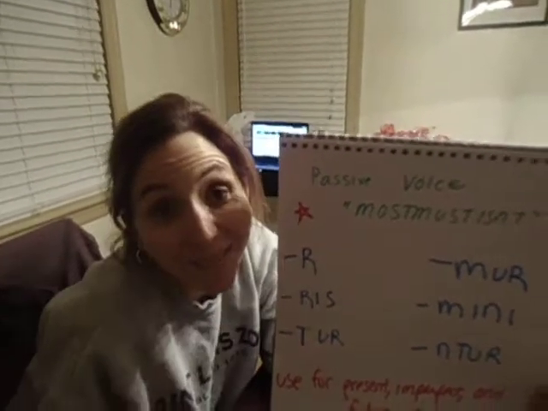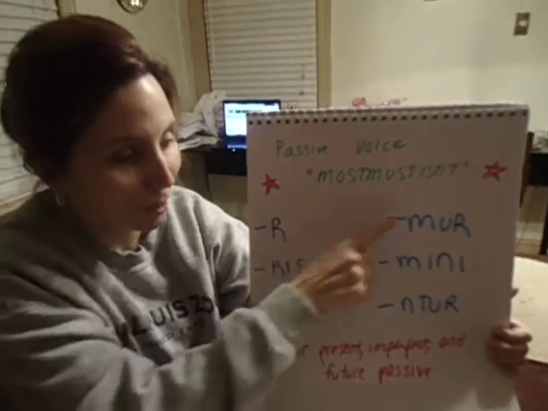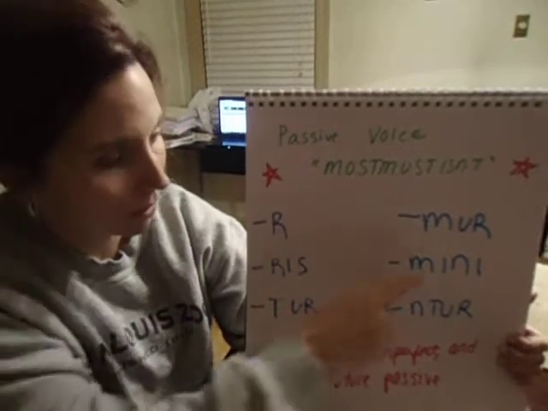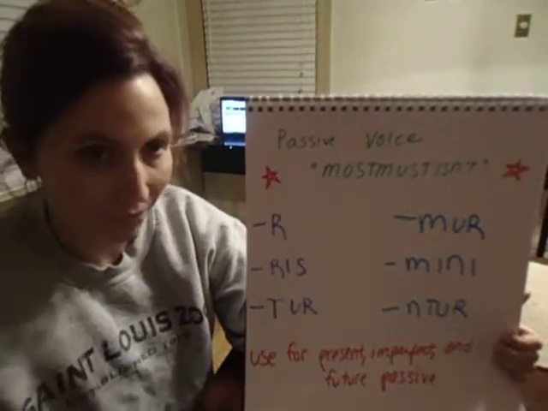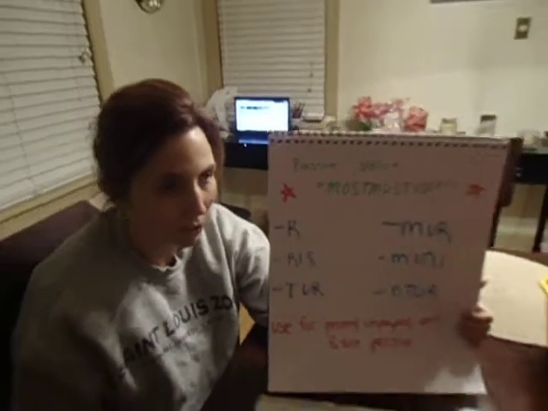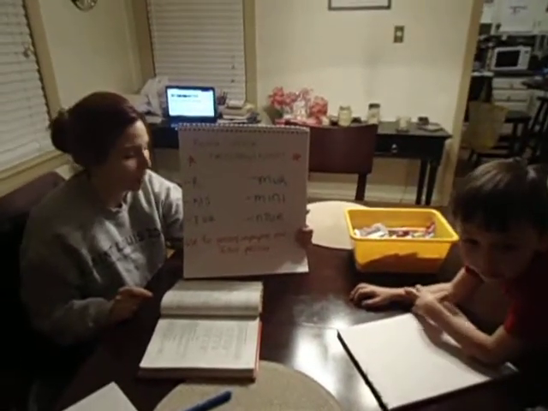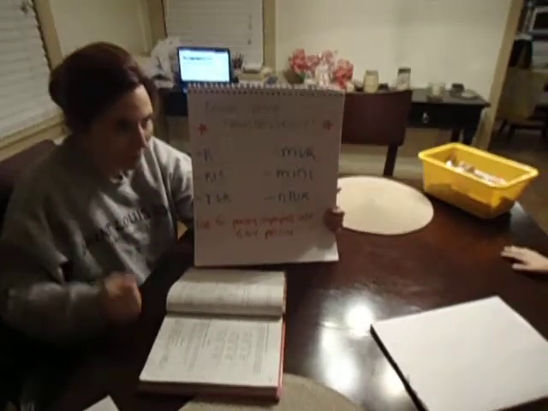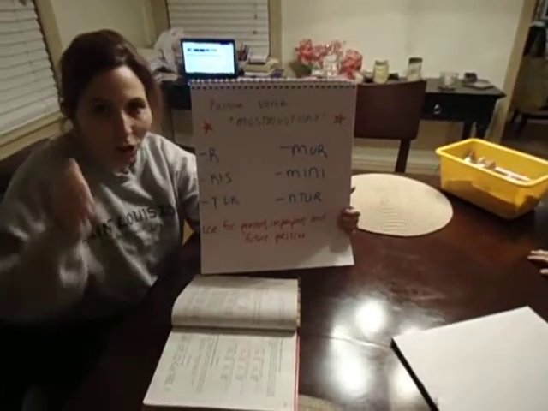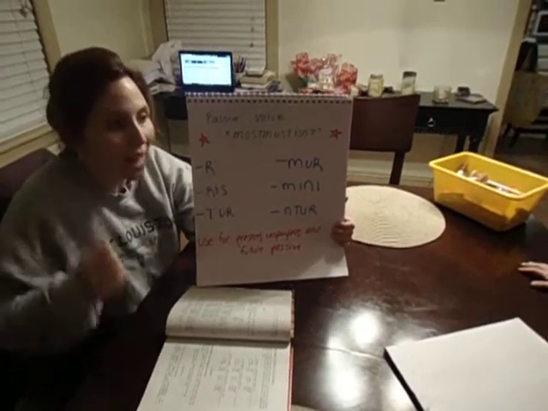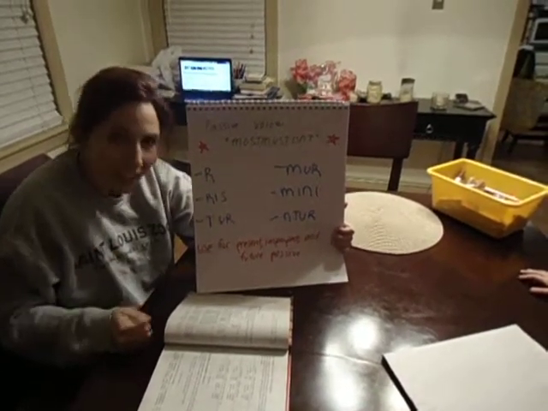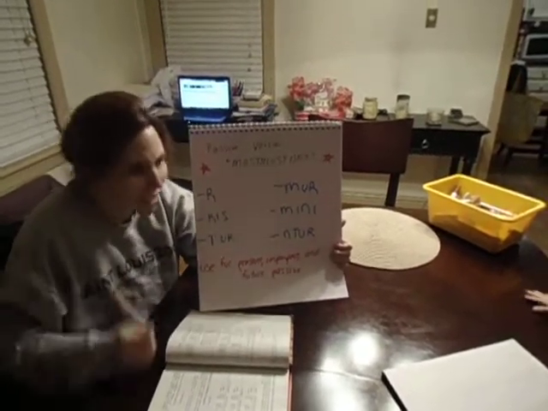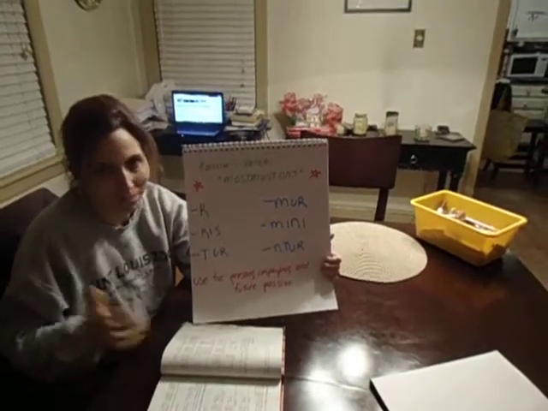Look at the camera, not me. So, ris, tur, mur, mini, ntur. I, you, he, we, y'all, they. I do have a cute little chant, song, for this. So look at the chart while I sing this. Max, can you go like this while we do it? Ris, tur, mur, mini, ntur. Passive voice. Alright, there you go.